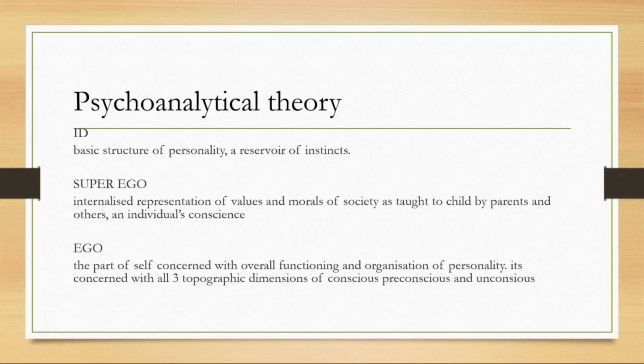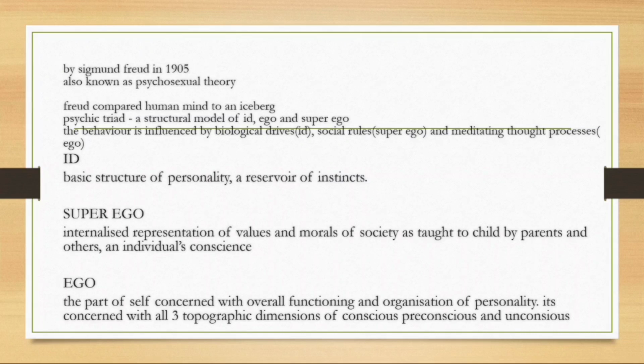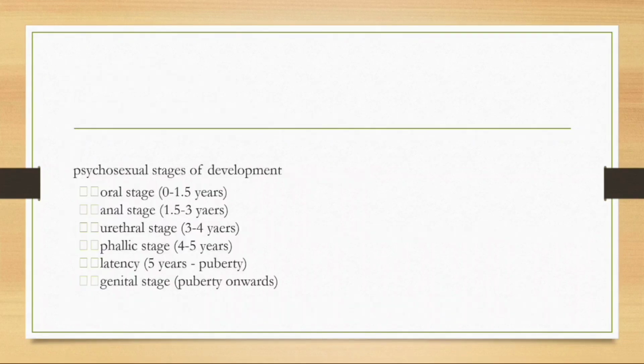So we already discussed this one, and now we have the psychosexual developmental stages. The oral stage is up to 1.5 years. Anal stage is 1.5 to 3 years, urethral 3 to 4, phallic 4 to 5 years, latency 5 to puberty, and genital from puberty onwards.